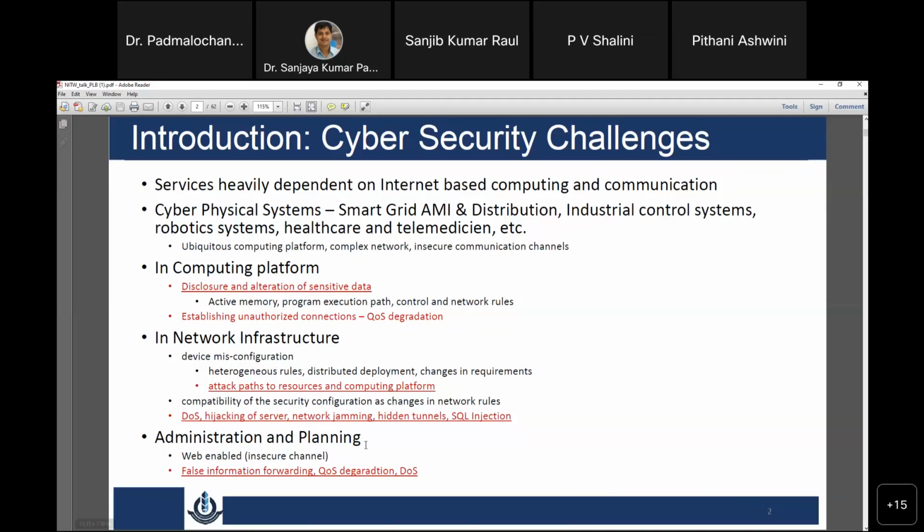Okay, so this is another part. And then the third one is administration and planning. In most cases, the administration and planning are done based on a web-based portal, and therefore the major problems there are false information forwarding, denial of service, and a large number of requests coming to the server, which consumes a lot of resources. The scripts which are running in the web portal might also be malicious, or there might be loopholes and vulnerabilities in those scripts, which may launch various forms of attack as well.